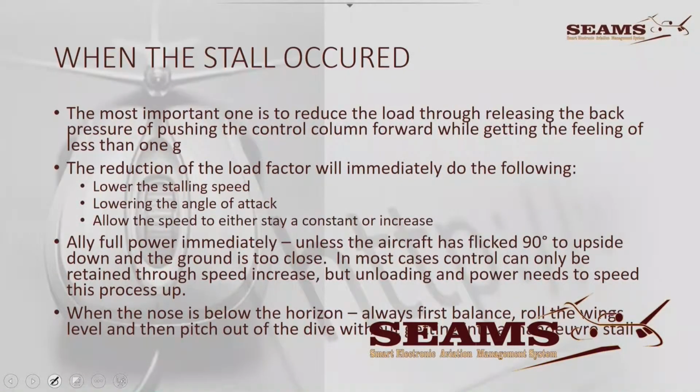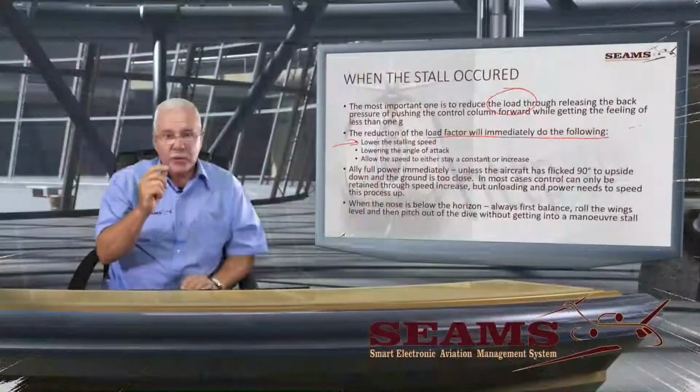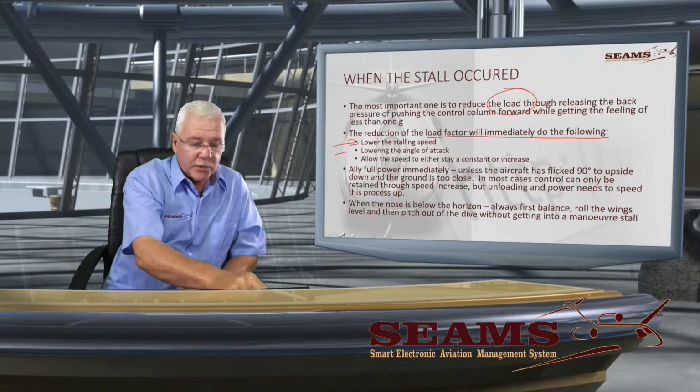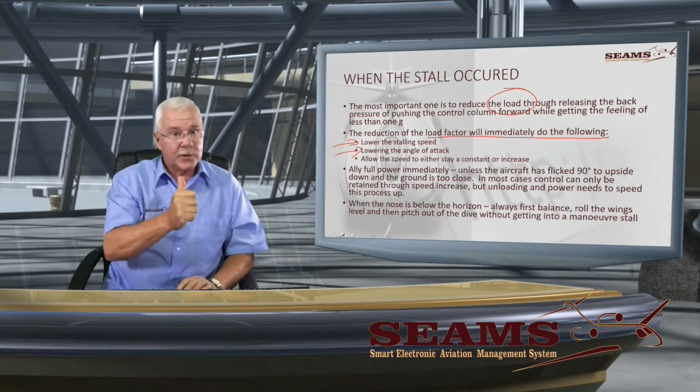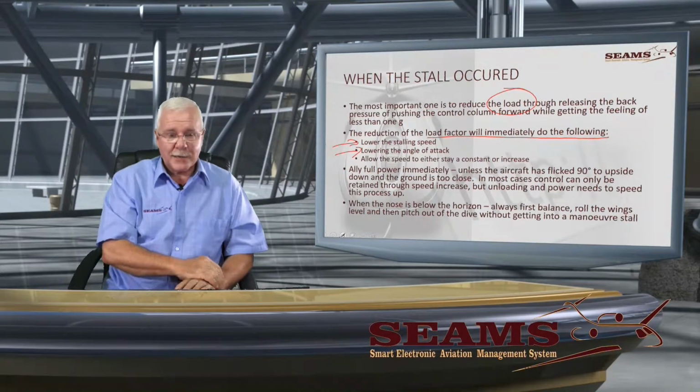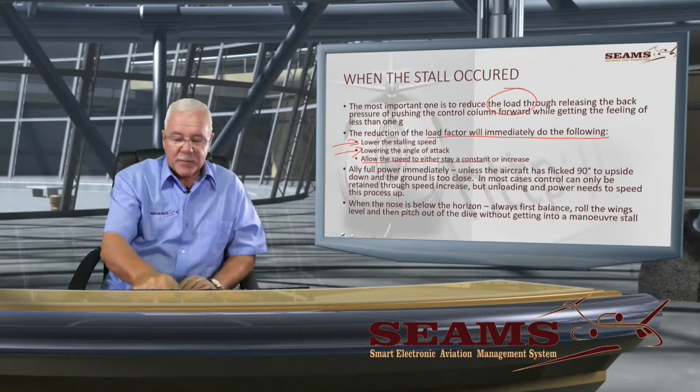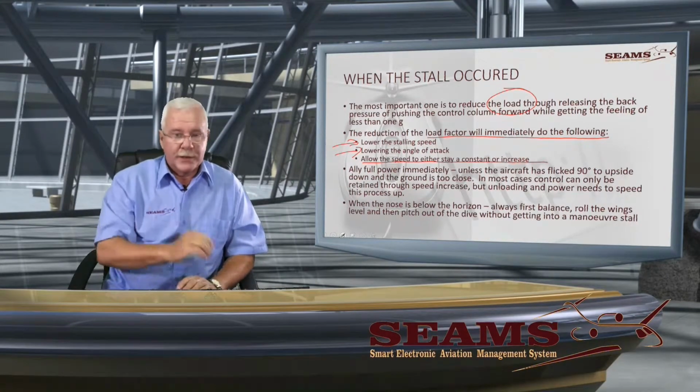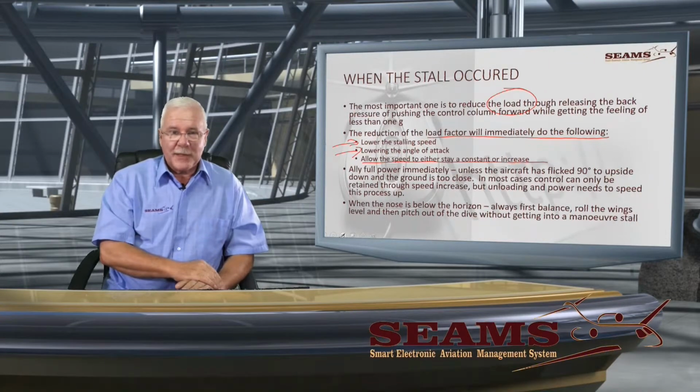Now, normally when the stalling has occurred, what do we do? The most important one is to reduce the load. That's it. Releasing the back pressure, pushing the control forward, whatever you want to call it, that is the one that is important. The reduction of the load factor will immediately lower the stalling speed. In other words, you maintain control. It lowers the angle of attack. You start looking after CL max, which is now changed, and you will allow the speed to stay constant at least, or to increase. But you can't let the speed decrease.